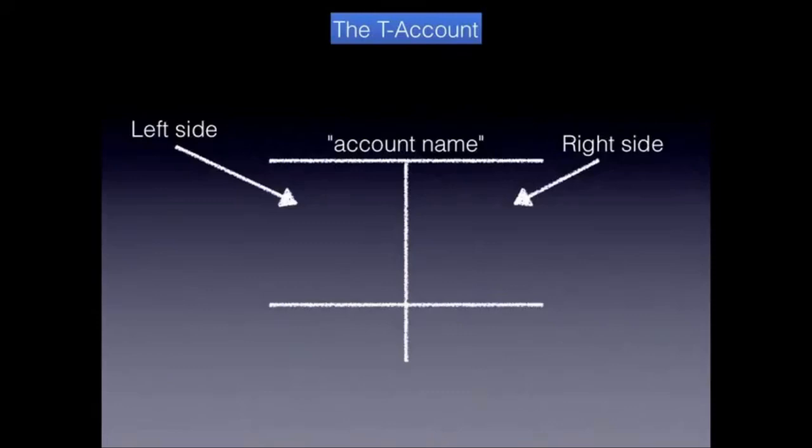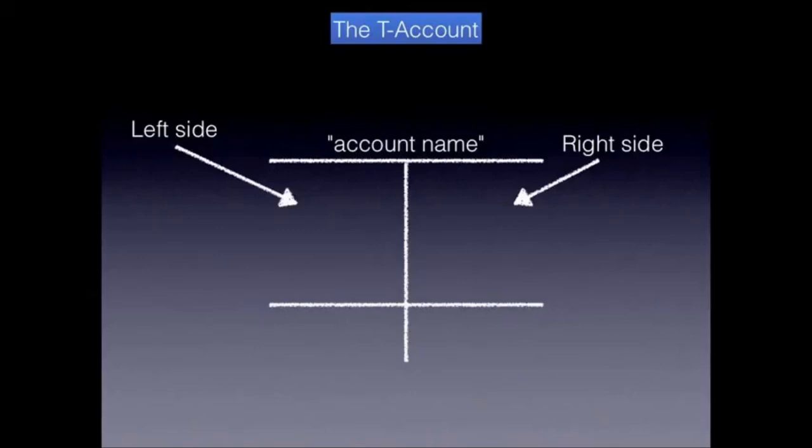Now let's take a look at the T account. So again, this is the account we were talking about before that are all housed in the ledger. So this is what a T account looks like. You can see at the top of this account we put our account name, whether it be cash or land or inventory or accounts payable, notes payable, common stock, retained earnings, any type of account. This is what it would look like.